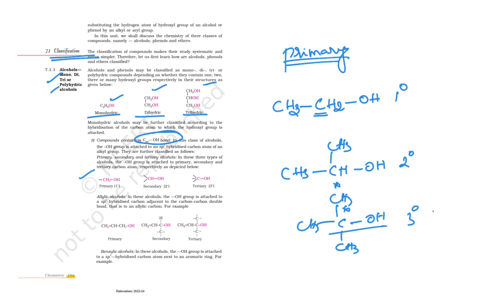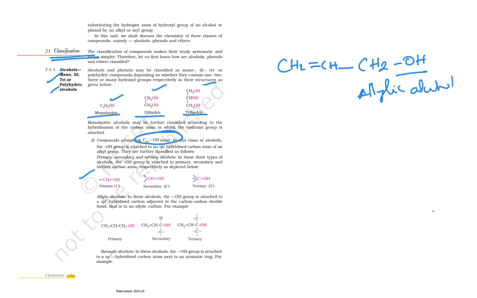The next classification is allyl alcohol and benzyl alcohol. I already told you in the first lesson what is allyl and what is benzyl. Look here. If the alcoholic OH group is bonded with the sp3 hybridized carbon that is next to a carbon-carbon double bond, we call it an allylic alcohol. Again, if the OH is bonded with the sp3 hybridized carbon that is next to an aromatic ring, this is benzyl alcohol.